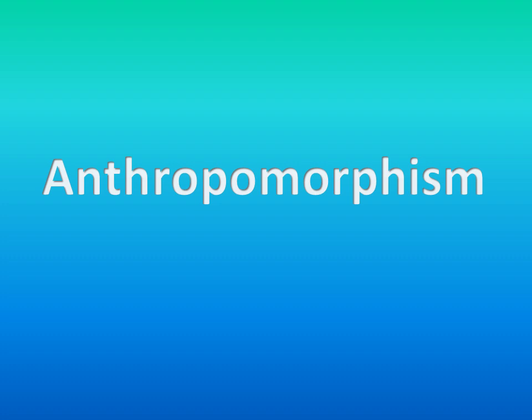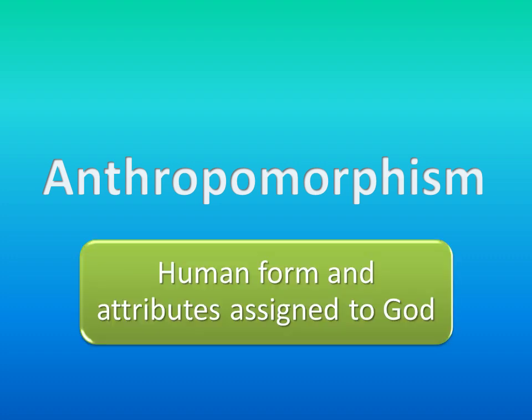The next one we want to look at is anthropomorphism. Kind of a long word. Anthropomorphism. Anthropomorphism is when human form and attributes are assigned to God. We see this a lot in the Old Testament.